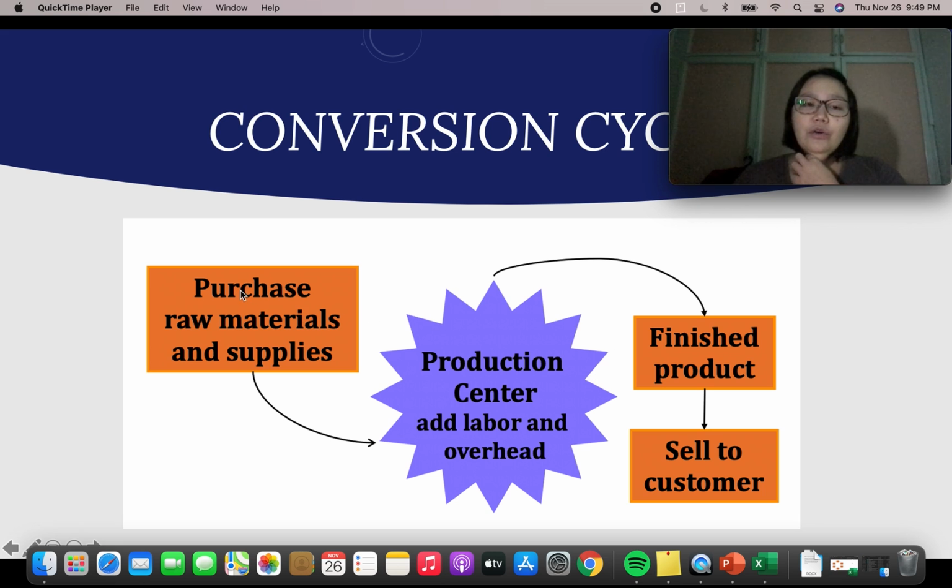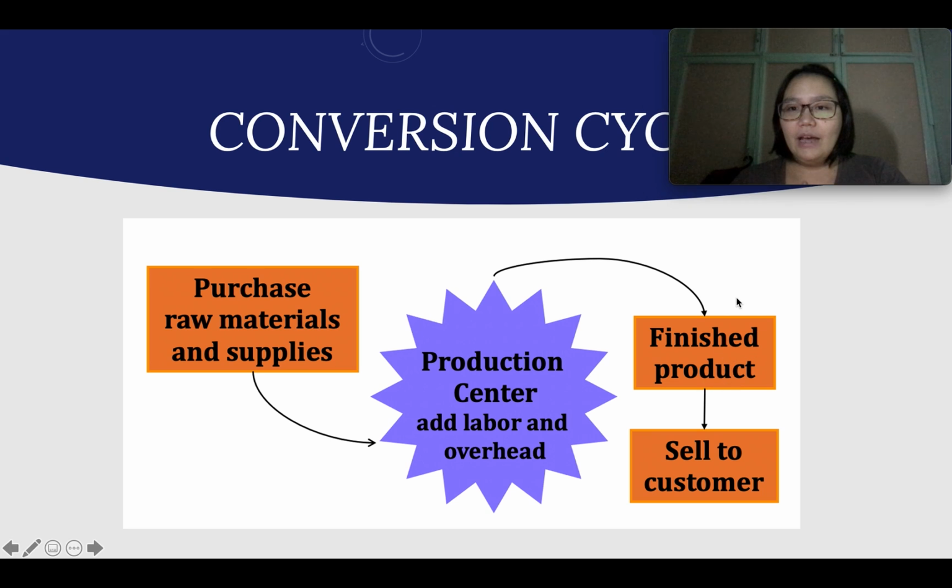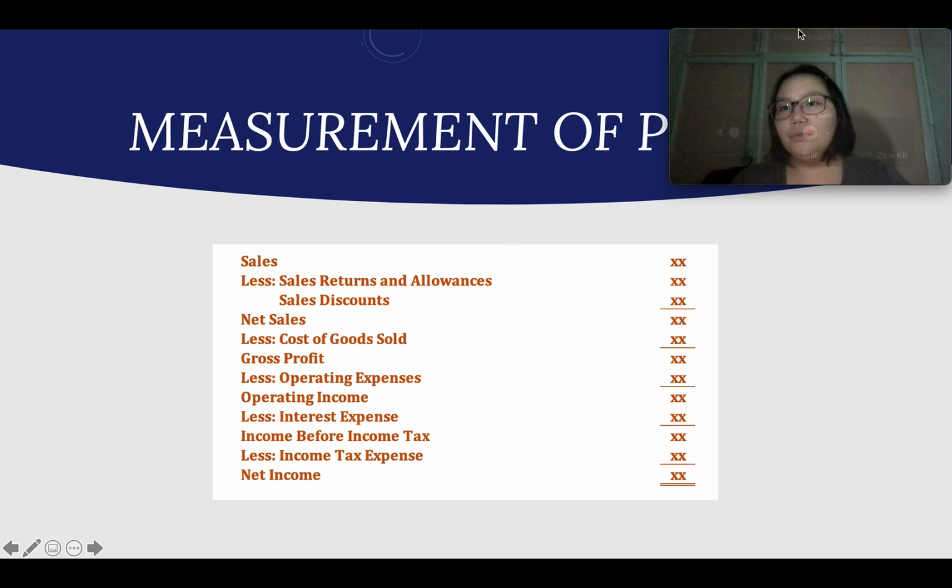So basically, what we do is we purchase raw materials, and in the production center, we add labor and overhead. Labor is quite self-explanatory, but as far as the overhead is concerned, we'll discuss later what costs are classified as overhead. And then after processing in the production center, we have the finished product which we will sell to our customers.